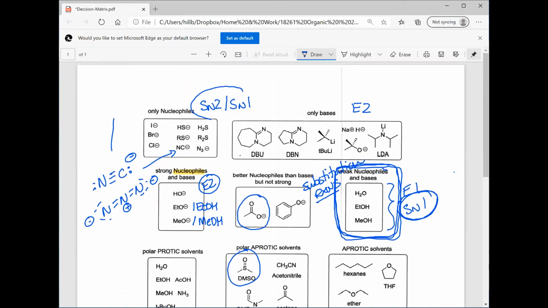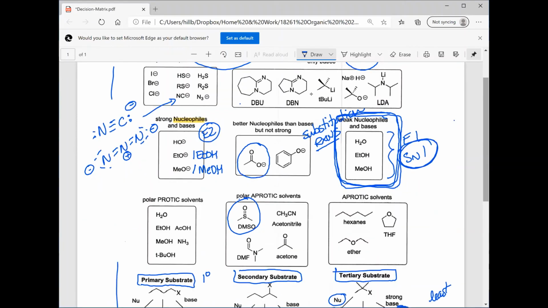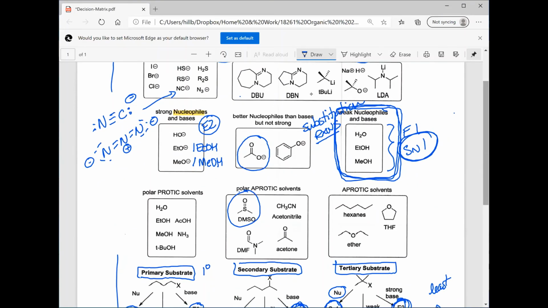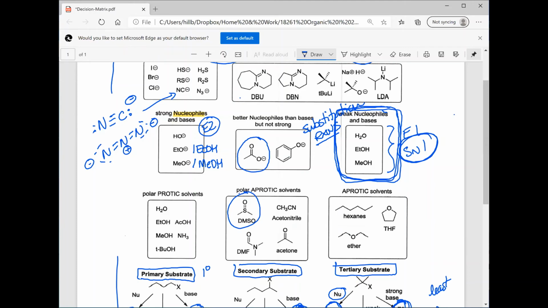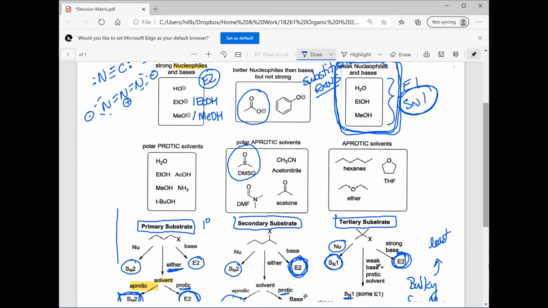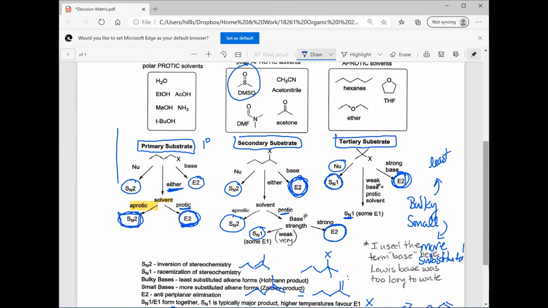So only nucleophiles will be this, only bases will be this, strong bases and nucleophiles. If it's in a protic solvent, it's going to be an E2. And in fact, doing SN2 with these types of strong nucleophiles would be risky. Most chemists would use the ones in the second box here as a better option. And then the weak nucleophiles would be SN1. Okay, now let's see here.